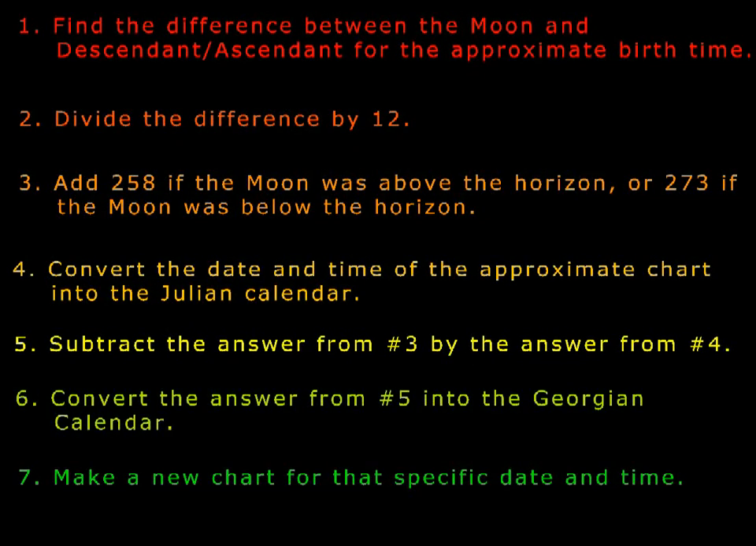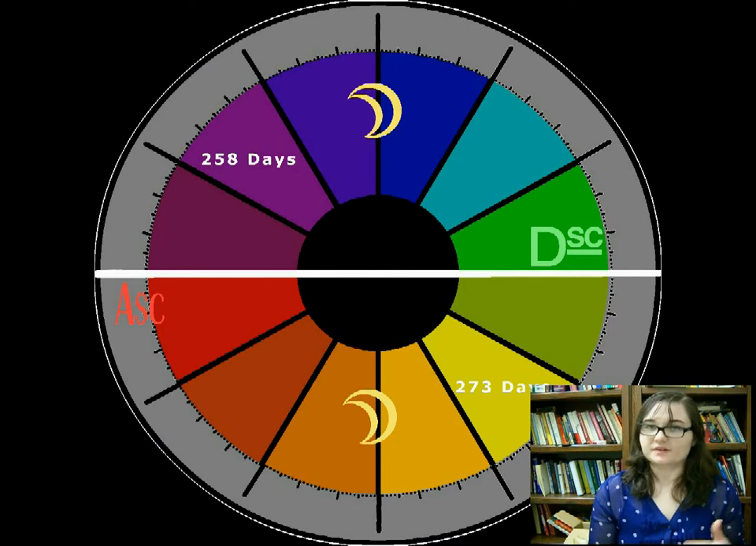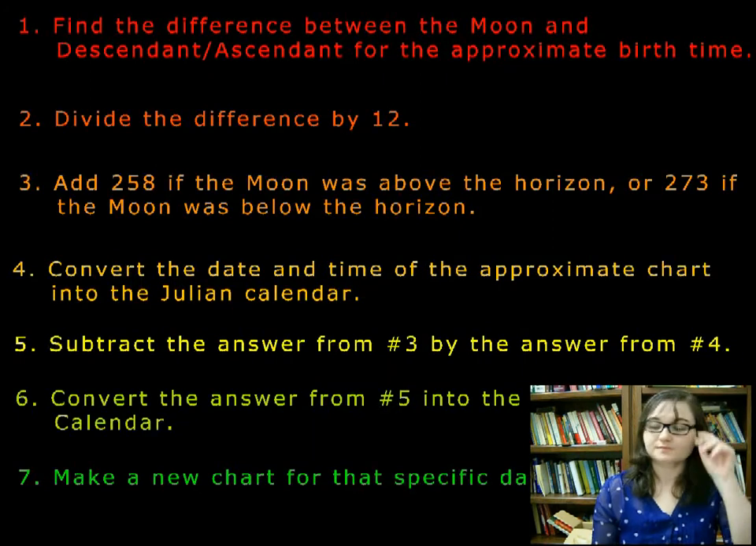And then once we find that, you divide the difference by 12, and then you're going to add the time for gestation. If it was above the descendant, you're going to add 258 days, and if it's below, you're going to add 273.